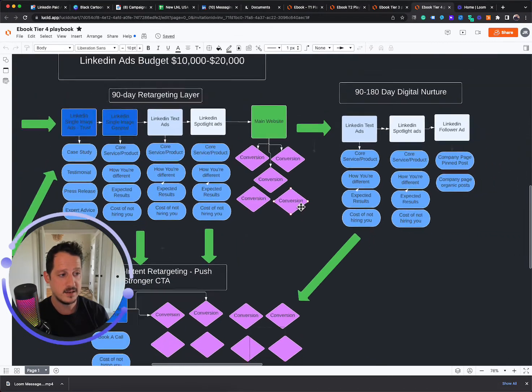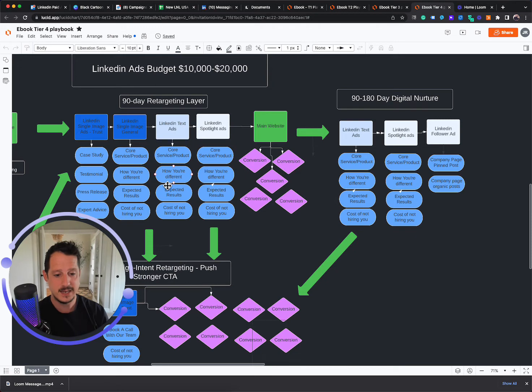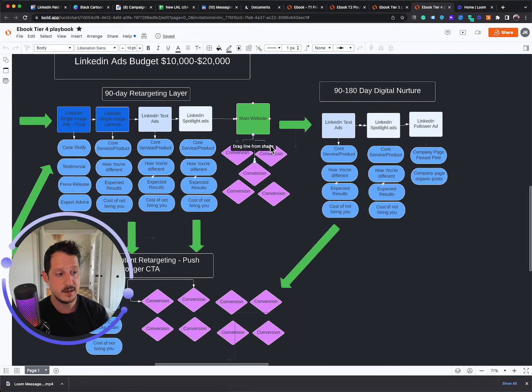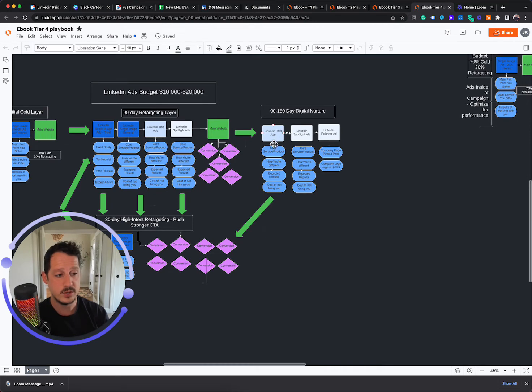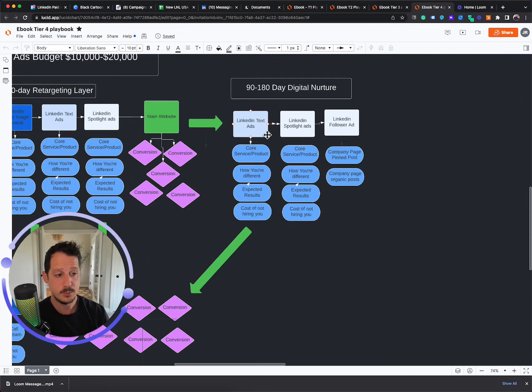If they make it through this 90-day period without interacting with any of these ads and without taking another trip back to our website through these ads, then we'll drop off most of these expensive ones. We're not going to be running single image ads anymore. That's the highest cost. We're going to just run a low frequency, low budget nurture campaign. It would have 3 ads: the text ads, the spotlight ads, and we'd introduce a follower ad. These are really low cost. We could put $10 a day in all of these, and it probably wouldn't even spend $10 a day.